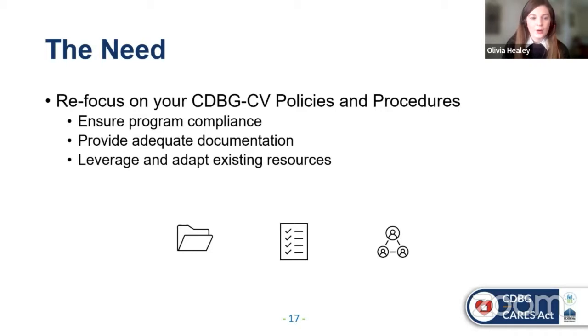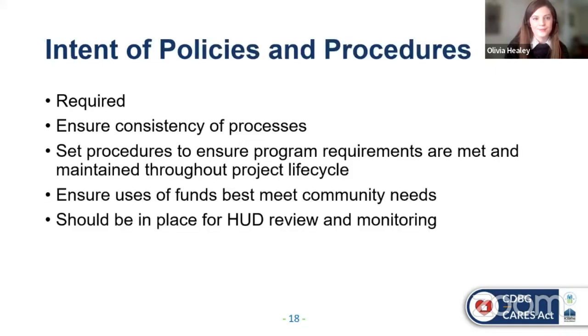At this point, I'm going to invite my colleague Carrie Kronberg online to begin talking us through the next steps needed with, or the importance of, policies and procedures.